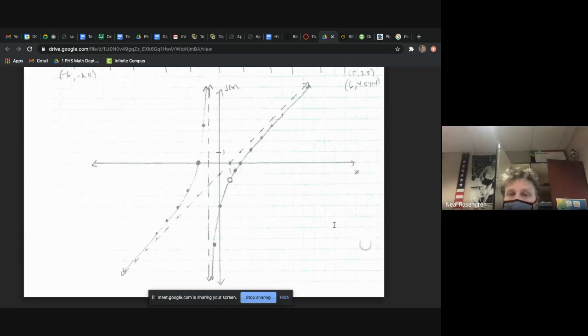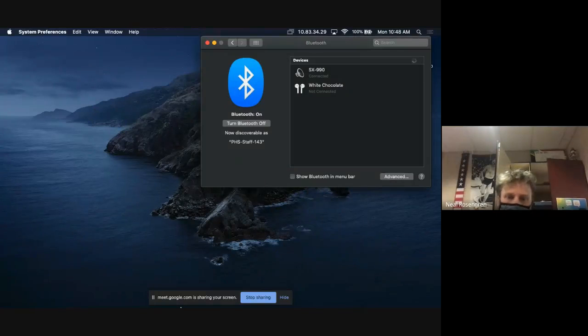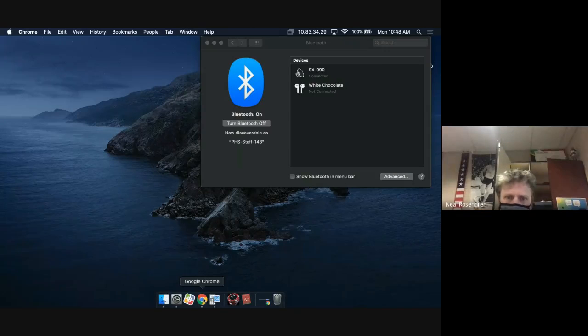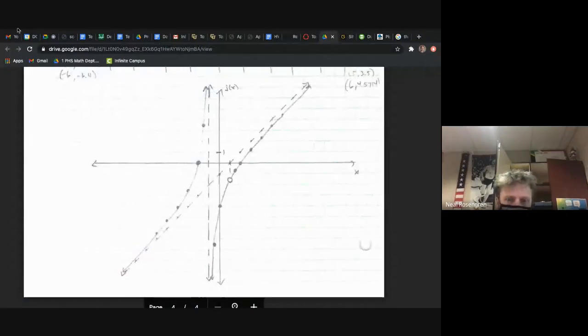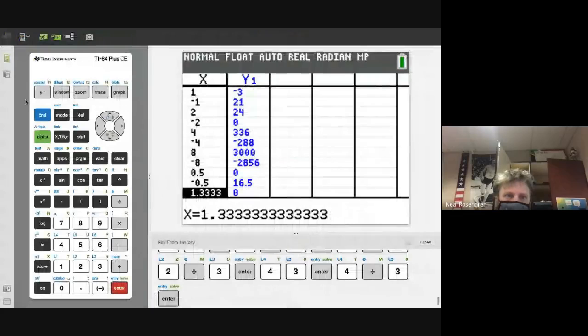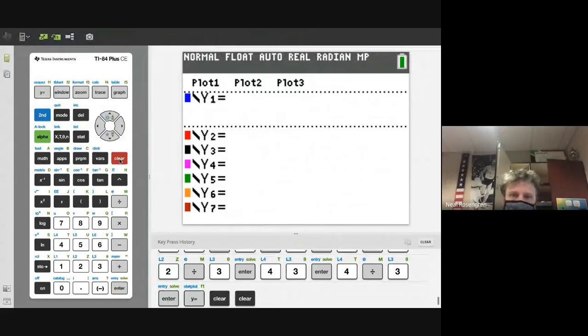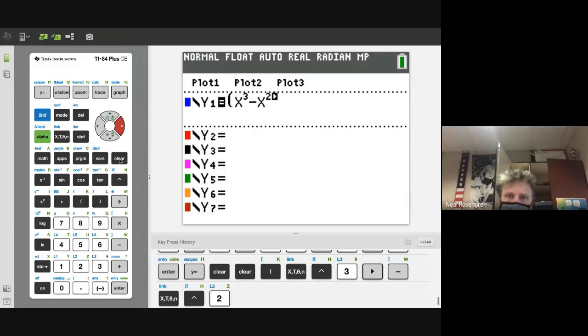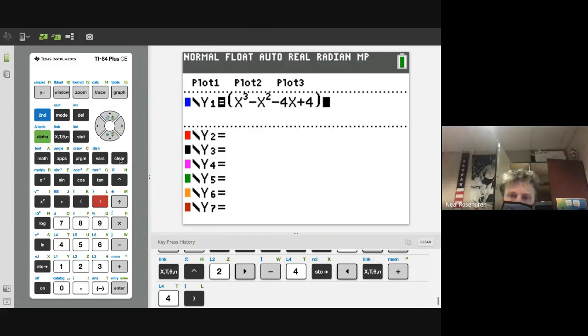Right, and what you should be able to do, you have this in y equals already. If you created the table and went in and asked for all those x values, you should be able to just come over to the graphing calculator. What do I want? Where are you? Come here, you. It's a different one. What was it? X cubed minus x squared minus 4x plus 4, over x squared minus 1.